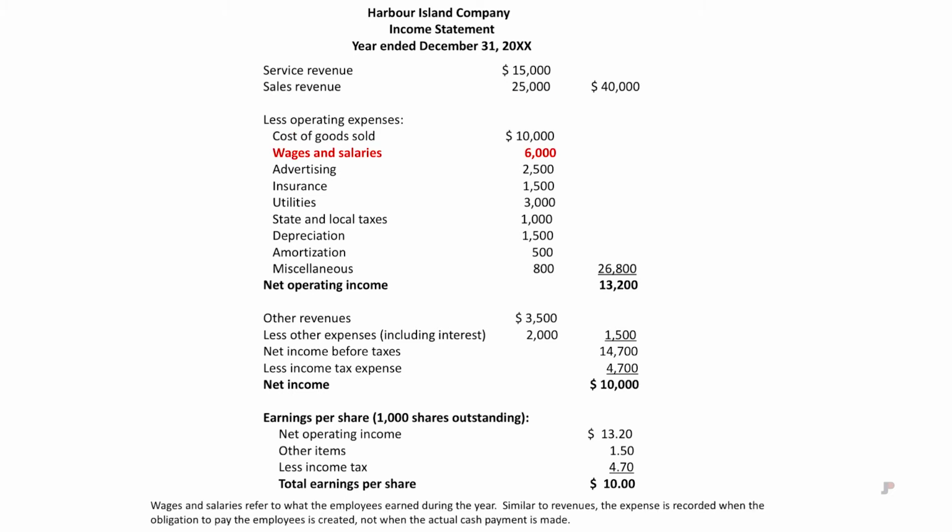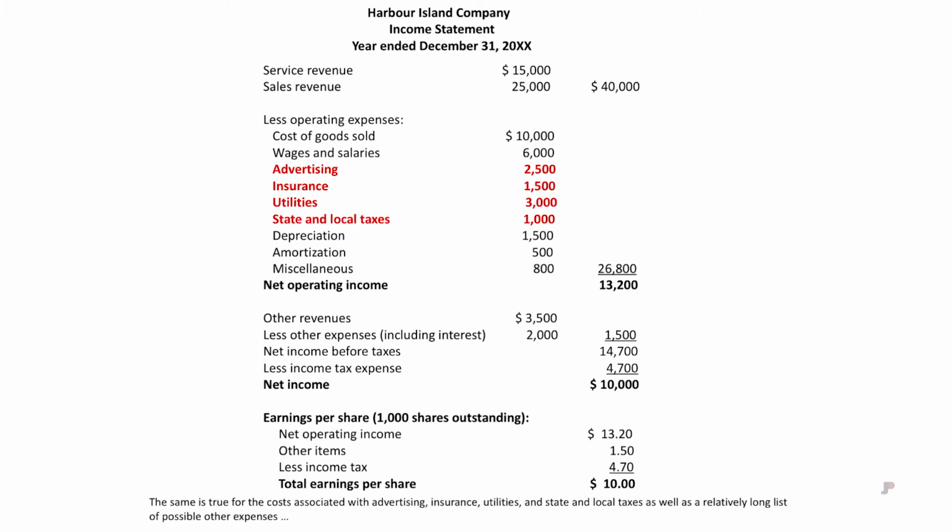Wages and salaries refer to what the employees earned during the year. Similar to revenues, the expense is recorded when the obligation to pay the employees is created, not when the actual cash payment is made. The same is true for the costs associated with advertising, insurance, utilities, and state and local taxes, as well as a relatively long list of possible other expenses.